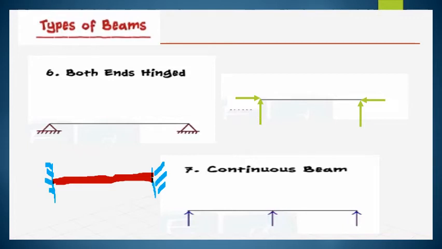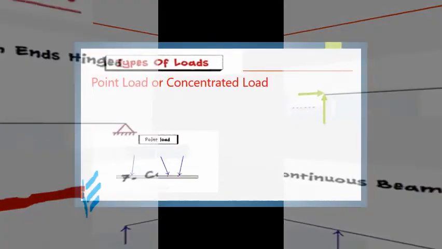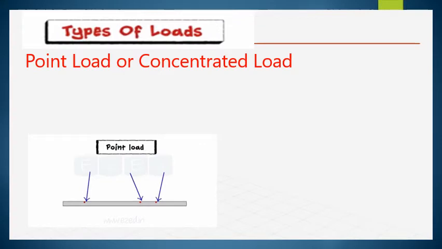So these are the various types of beams. Let's see what are the types of loads acting on these beams. Beams are subjected to various types of loads, and the beam, or rather the supports of the beam, resist these loadings.